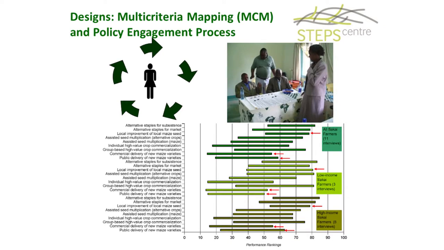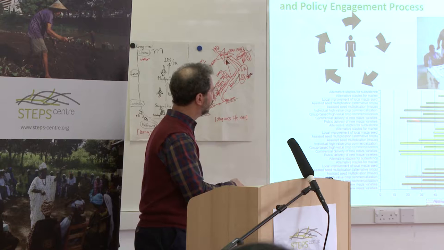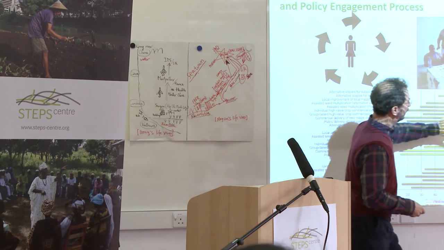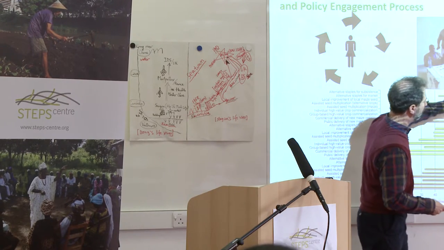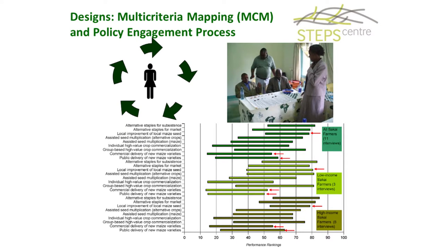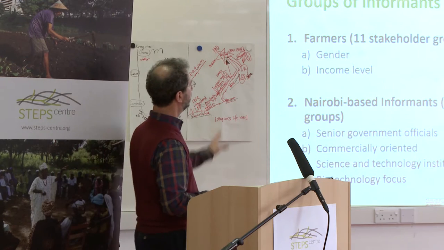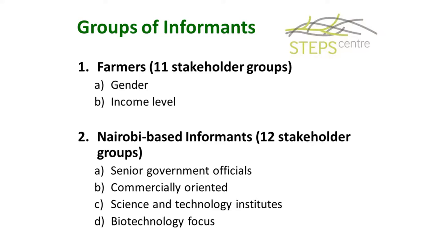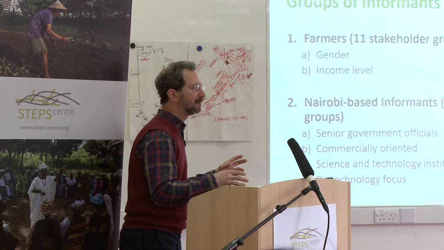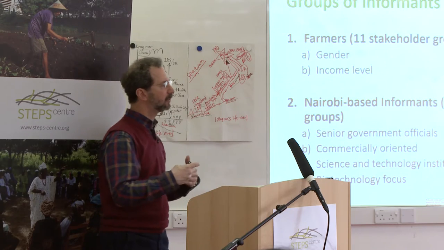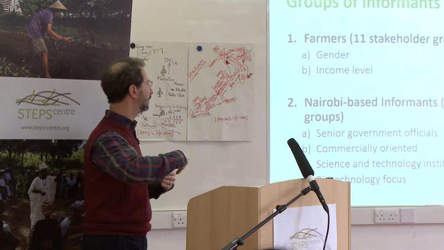And so we went through a process where we did go through an interactive exchange with different stakeholders, mapped out these are the nine pathways. These are different farmer groups that analyzed them and looked at their performance rankings. But what we essentially did was look at groups of informants. So we had 11 stakeholder groups of farmers, disaggregated by gender, by income level, as I mentioned, informed by that earlier analysis we had done.